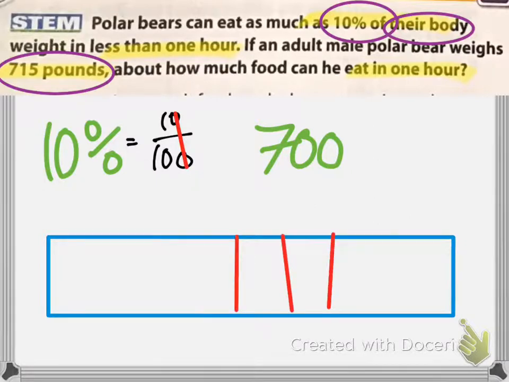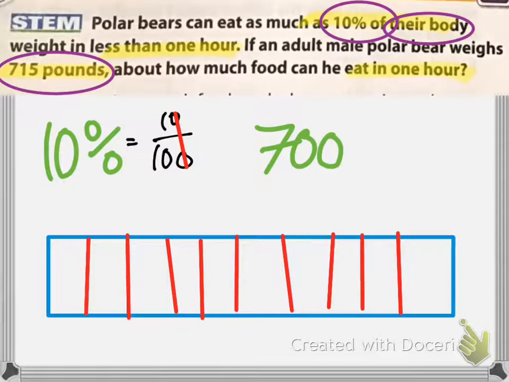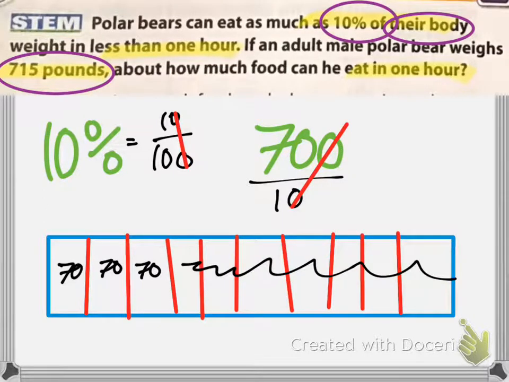I'm going to divide 700 into 10 groups. If I divide it, 700 divided by 10, I can again cross off our zeros and I get 70. 700 divided by 10 gives me 70. 70, 70, 70, 70. And I only need one of those. So it eats about 70 pounds of food in 1 hour.